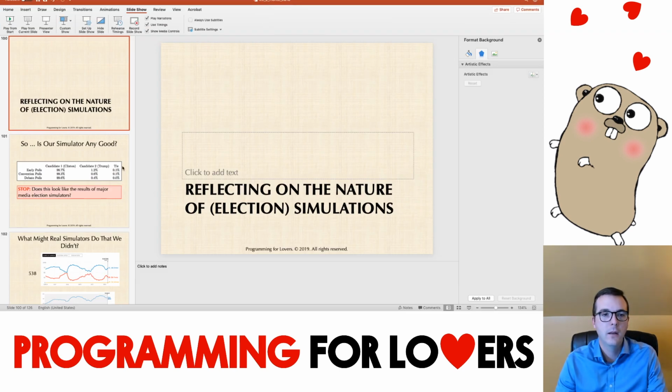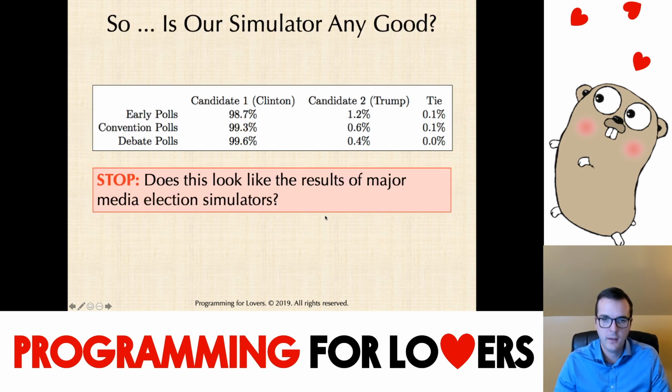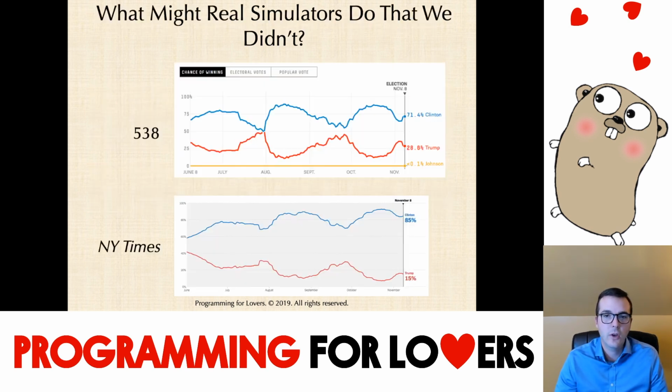So I've got a few slides on this. Normally I'll separate out the theory from the practice, but I think in this case it's worth pointing out a couple things about election simulations. And here was me running it previously, and I have a table that's very similar to what we have, and we realized that it's not at all like what the real simulators saw. They were much more conservative in estimating the probability of victory of one of the candidates.